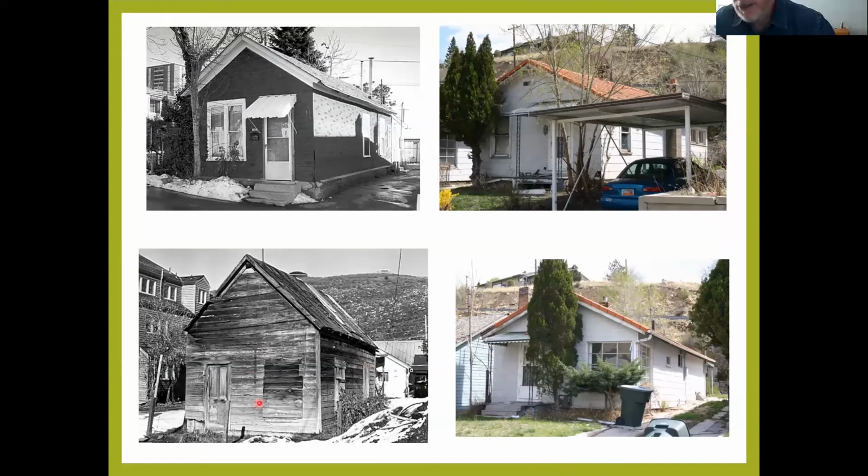This bottom one was probably more typical of shotguns in Utah. I think this is up in Park City, but you can see how simple it was, just kind of a frame with siding thrown on it. This one's in Salt Lake. It's got some tar paper fake brick on it.